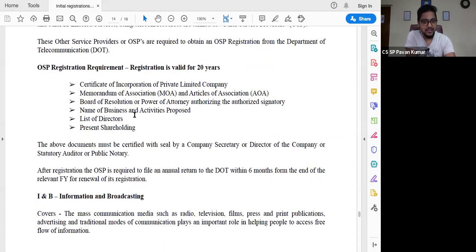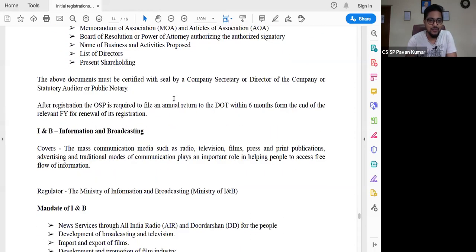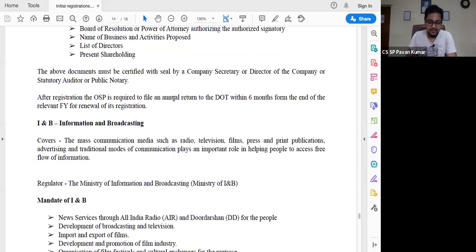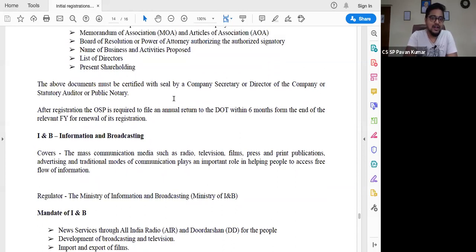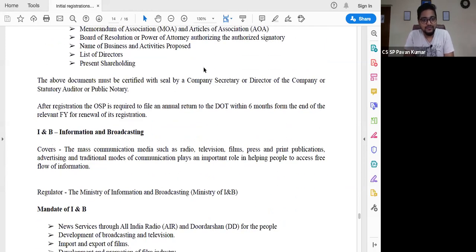So that is what they're saying here. And whenever I'm going to take other service provider registration, I'll have to submit certain documents, and this registration will be valid for 20 years. Like certificate of incorporation, MOA, AOA copy, board resolution copy, list of directors, shareholding pattern, all these things I will normally give. And within 6 months before the expiry of my other service provider registration, which is after 20 years, I'll have to reapply for an extension of my registration under other service providers.